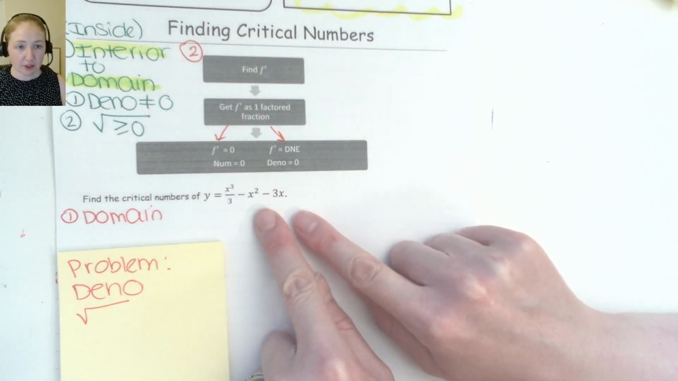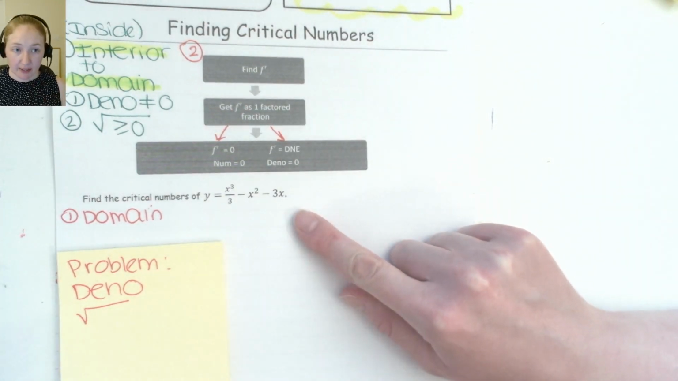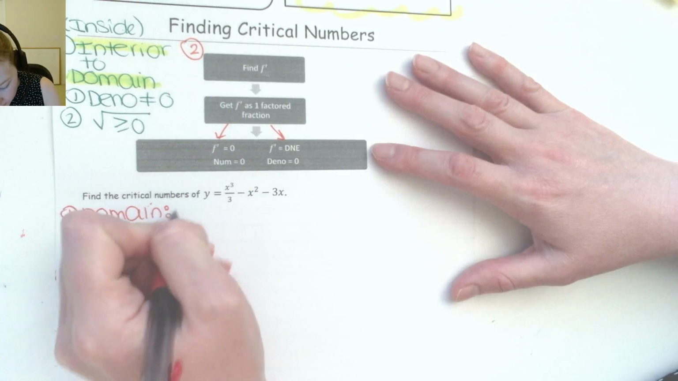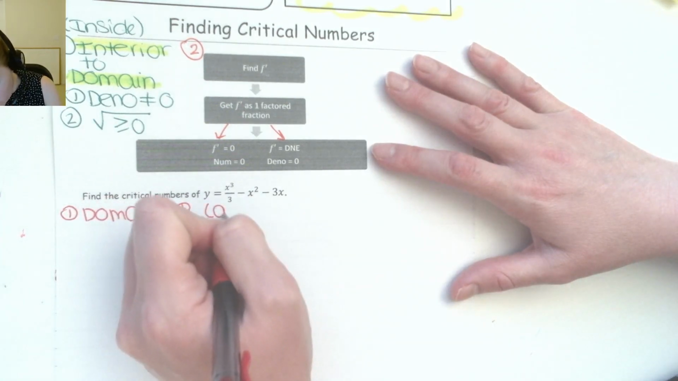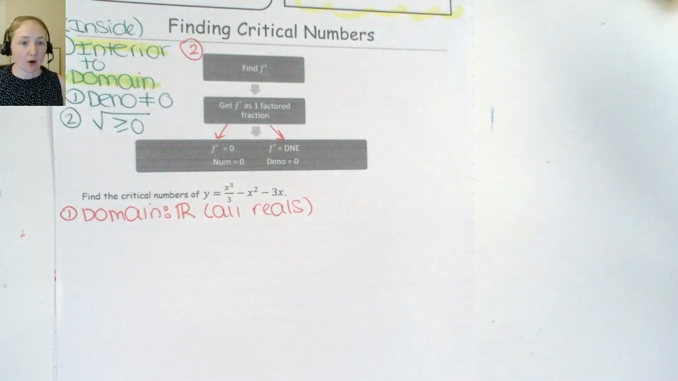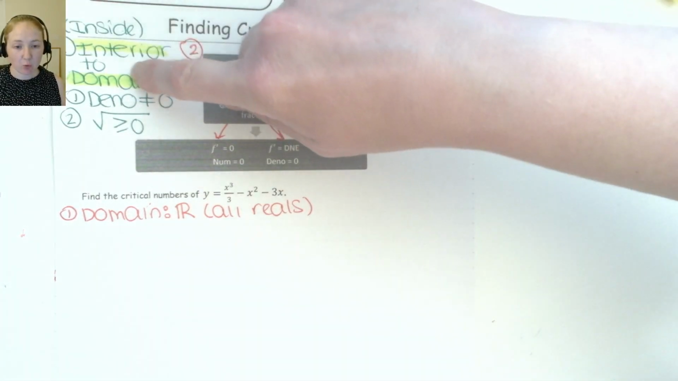When you look at this function, you see that it does not have a denominator and it doesn't have a square root. That means that the domain is all real numbers. So you can just write all reals. And basically, we are problem free here. Whatever number we find is definitely going to be interior inside of that real number line. All right, so that is step 1.